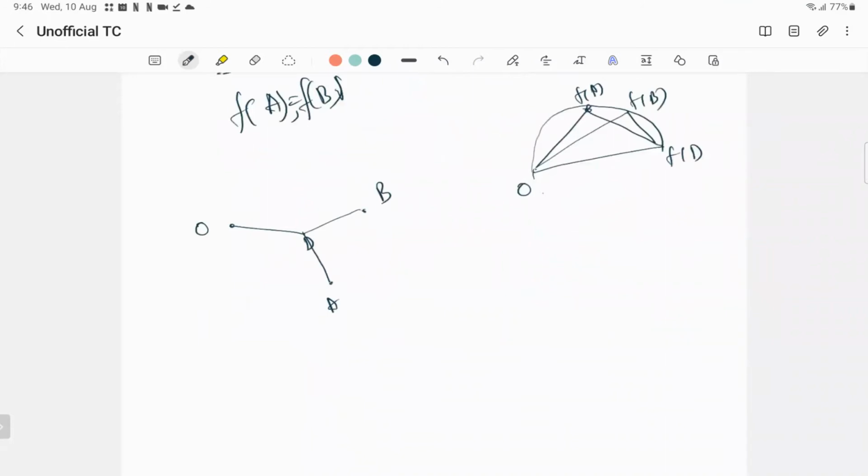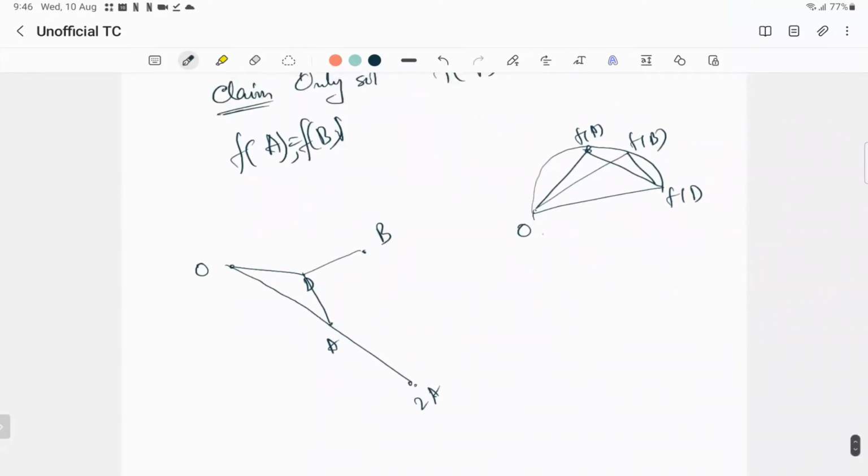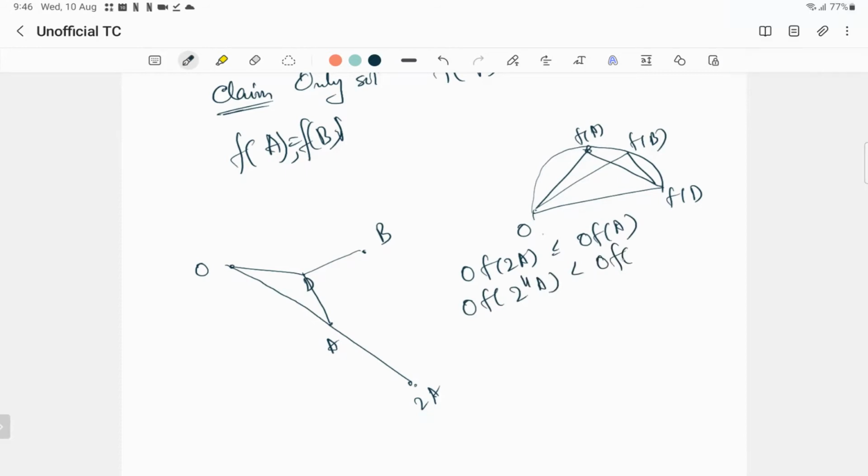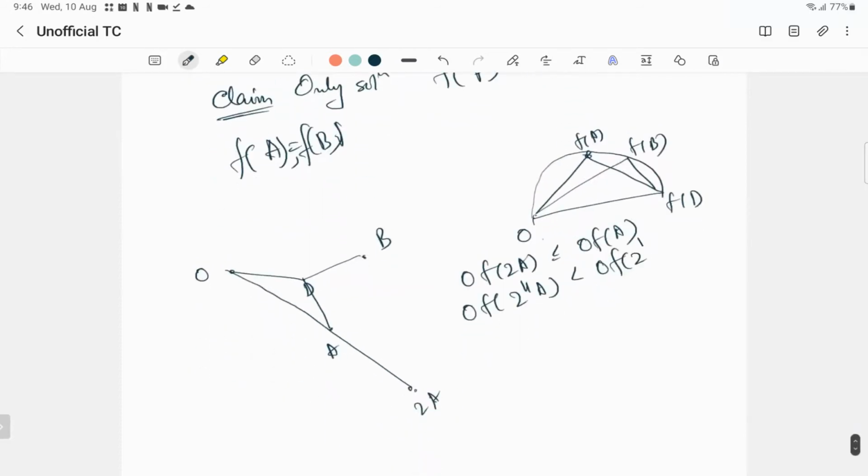You may consider a point 2A, which is the reflection of O across A. Okay, 2A. So we have O f of 2A is less than O f of A. What is that? You mean lengthwise? I see. Yeah, that makes sense. Yeah, then similarly, we can have O f of 2^k A less than O f of 2^(k-1) A and so on. Yes, that is true.